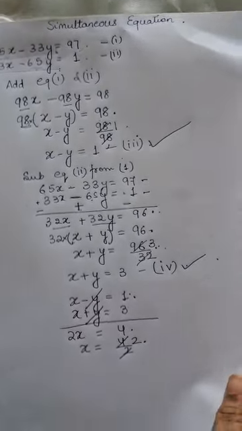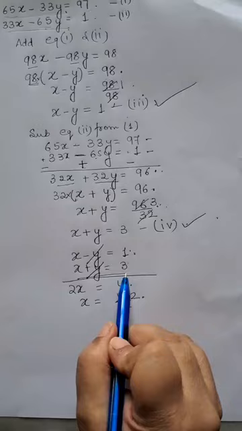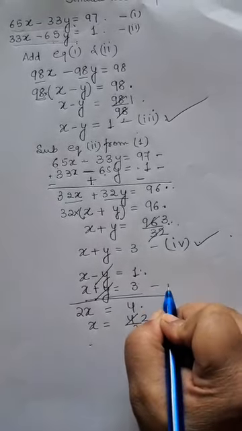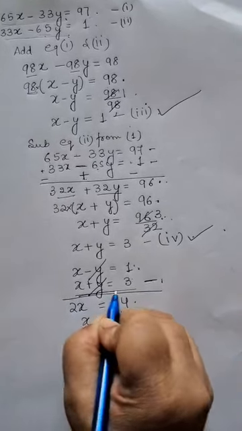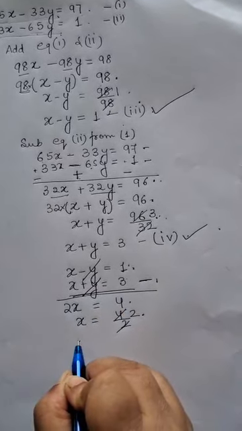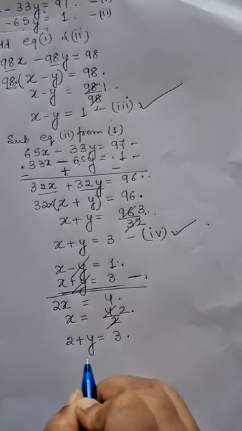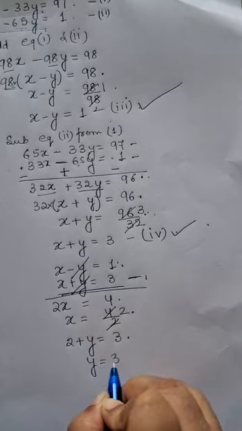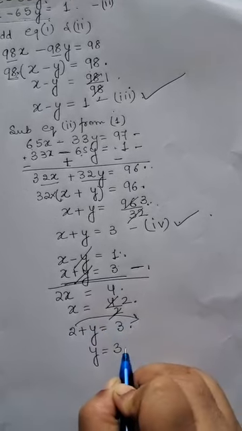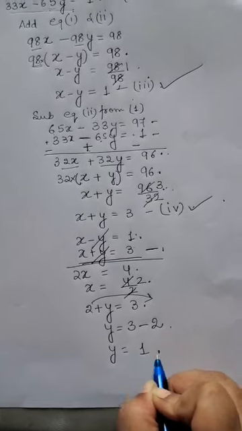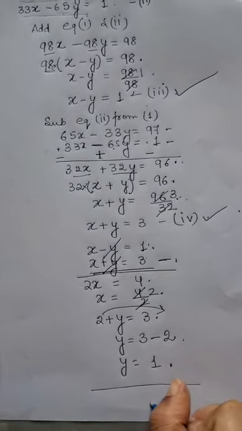Now putting the value of x in any of these equations, let's put it in this equation, I'm putting the value of x in x plus y is equal to 3. So this will become 2 plus y is equal to 3. So y is equal to 3, 2 goes to the other side of the equation and becomes minus. So y is equal to 1. This is how we solve such kind of equations.